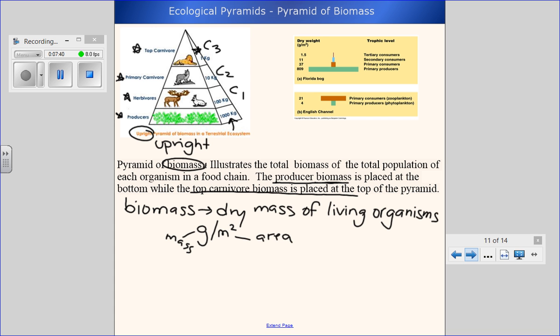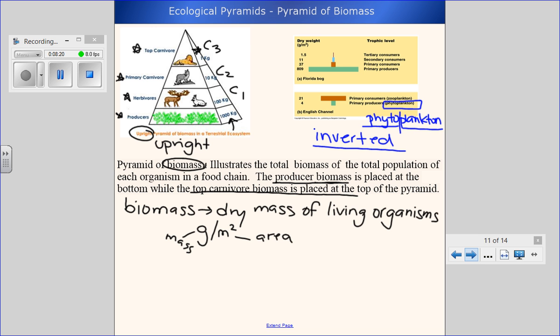Now what happens if we have an inverted pyramid? Well, here's a really good example of an inverted pyramid of biomass. In particular, in an aquatic food chain, our producers could possibly be phytoplankton. If we look at the word phyto and plankton, phyto is referring to light and plankton is the type of organism. So phytoplankton are producers. They're performing photosynthesis. They're absorbing light.